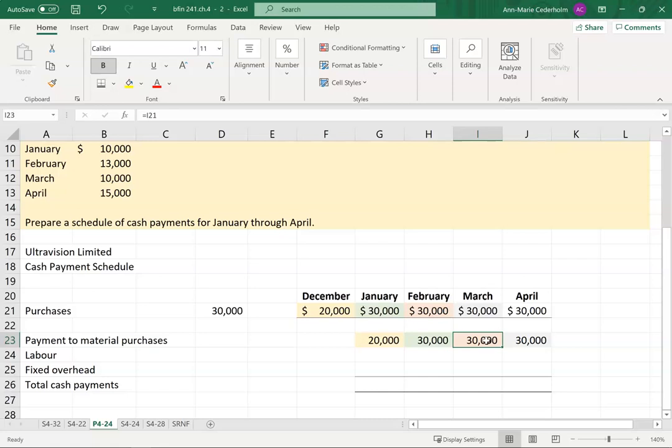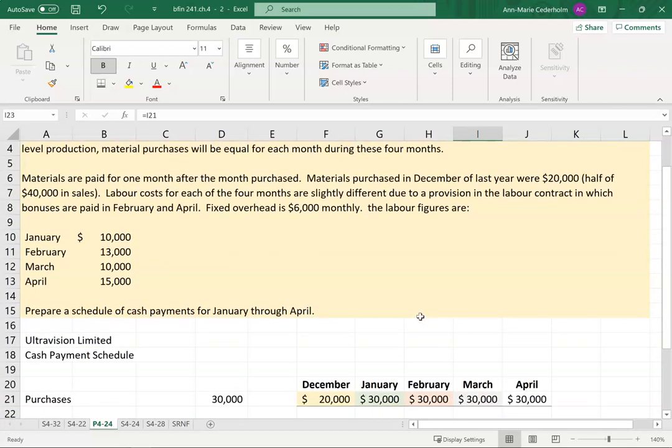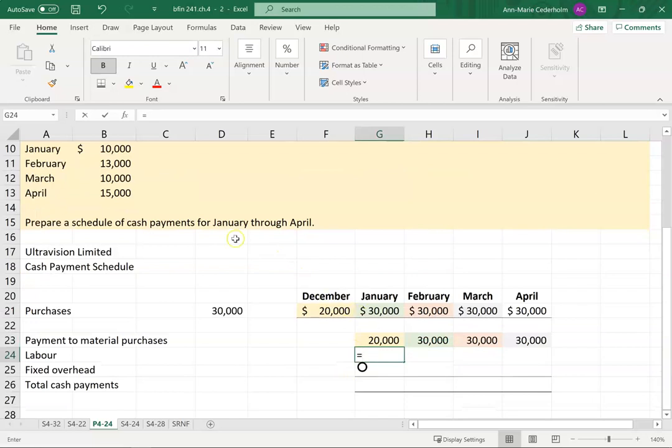Now that I have all of my payments for purchases, I want to look at how much I have to pay in labor next. It says labor costs for each of the 4 months are slightly different due to a provision in the labor contract in which bonuses are paid in February and April. Okay, that's fair enough. So here are the payments for labor: January, February, March, and April. I can just go ahead and put those amounts in. So 10,000 for January, 13,000 for February, 10,000 for March, and 15,000 for April.